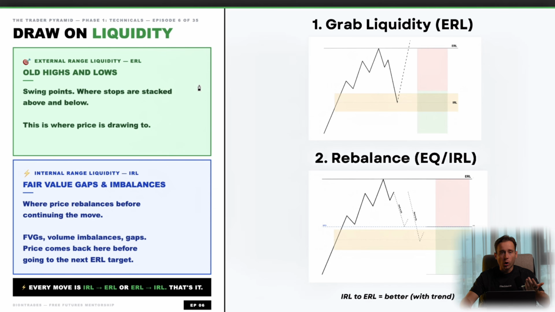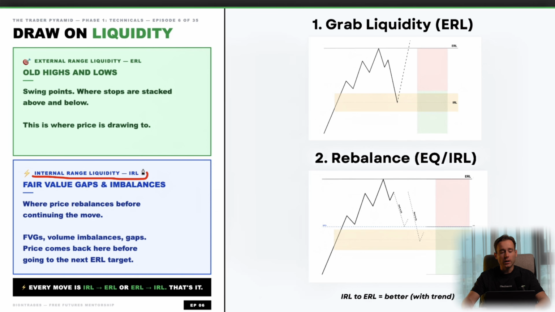If you want to know the draw on liquidity, price only does two things. It trades back to old highs and lows, and it trades to fair value gaps and imbalances. The old highs and lows we call external range liquidity, ERL, and it's a fancy term for just old swing highs and lows. And why there? Because there are buy stops and sell stops at those highs and lows, and price likes to grab liquidity there.